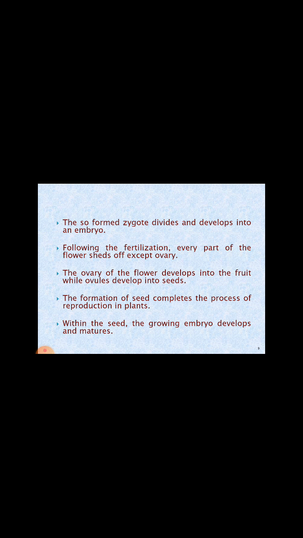Following the fertilization, every part of the flower sheds off except the ovary. The ovary of the flower develops into the fruit, while the ovule develops into seeds. The formation of seed completes the process of reproduction in plants. Within the seed, the growing embryo develops and matures.